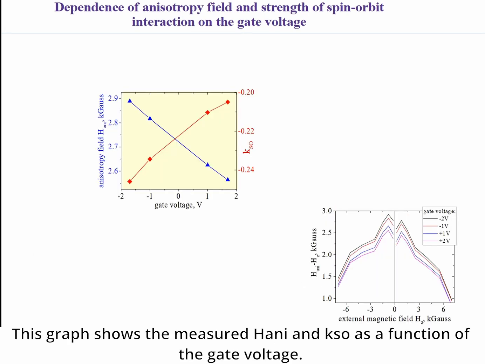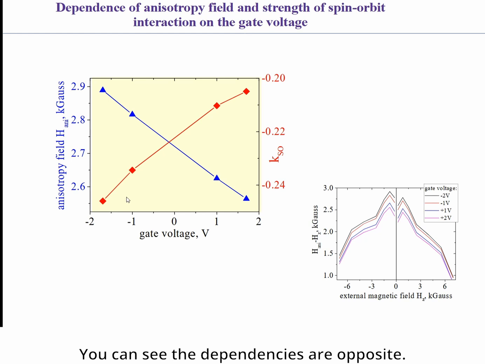This graph shows the measured anisotropy field and coefficient of spin-orbit interaction as a function of the gate voltage. You can see the dependencies are opposite. Anisotropy field is largest at negative gate voltage, and coefficient of spin-orbit interaction is largest at positive gate voltage. This dependence is surprising but systematic.